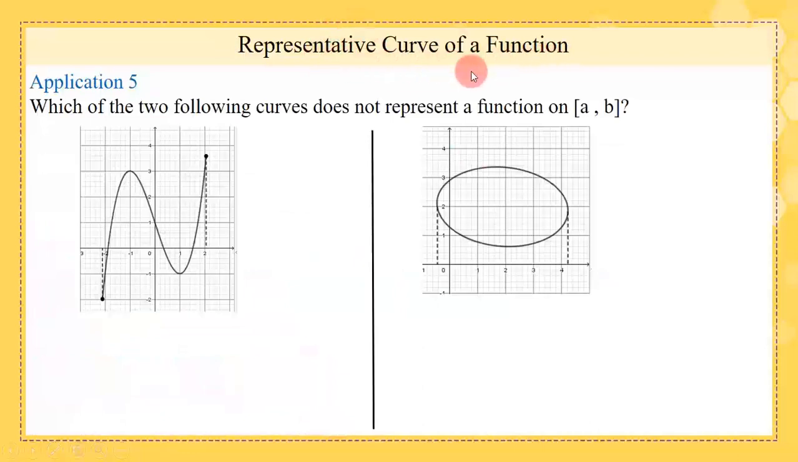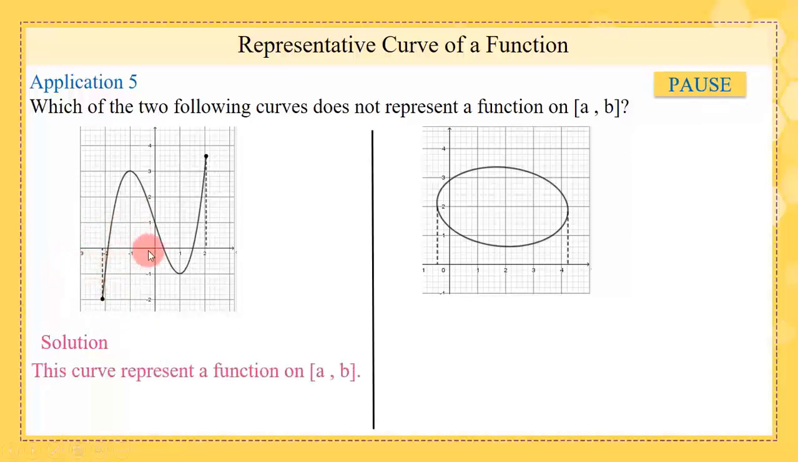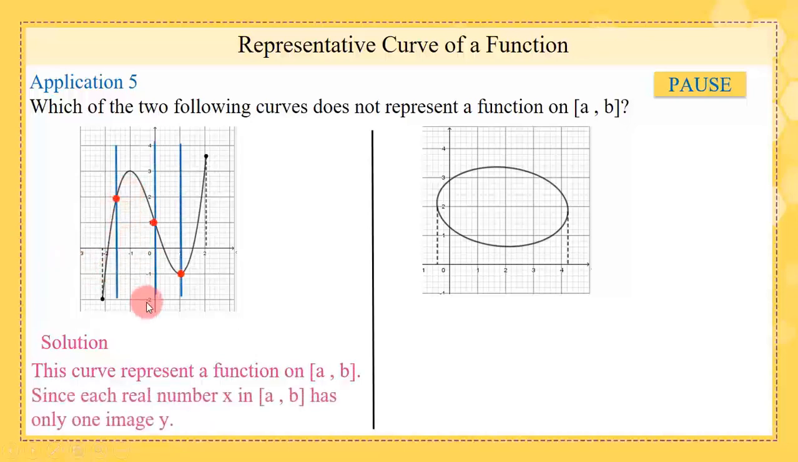Representative curve of a function. Application 5. Which of the two following curves does not represent a function on AB? Please pause the video and try to do it by yourself. Solution: the first curve represents a function since for every x belongs to AB, x has one and only one image by f. We do a vertical line test.